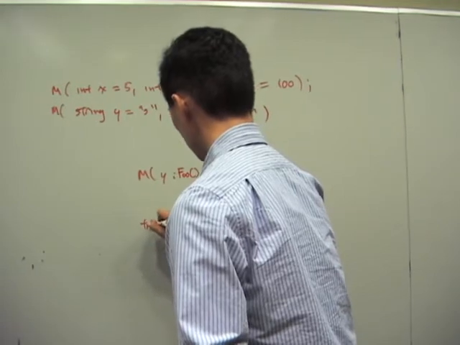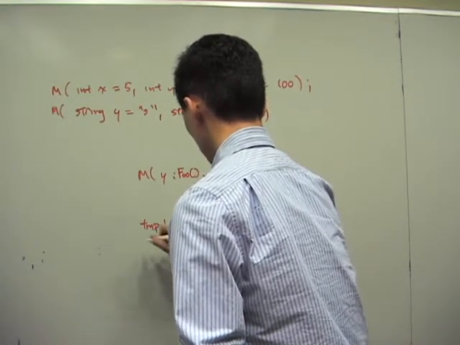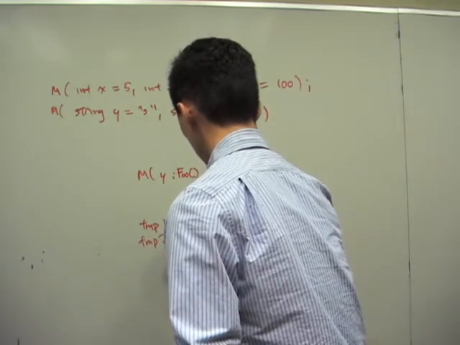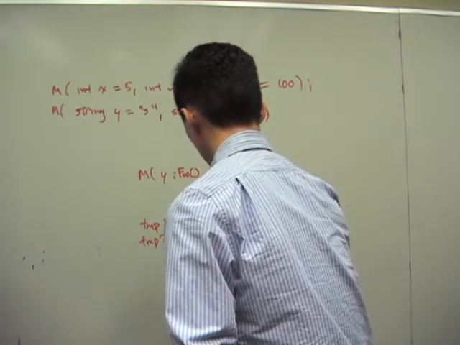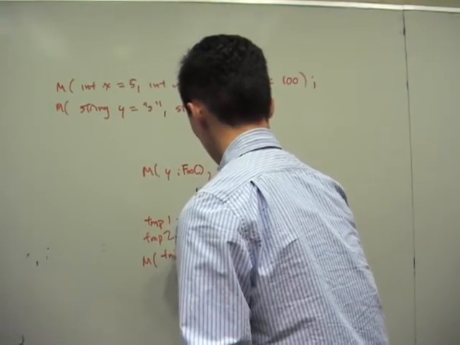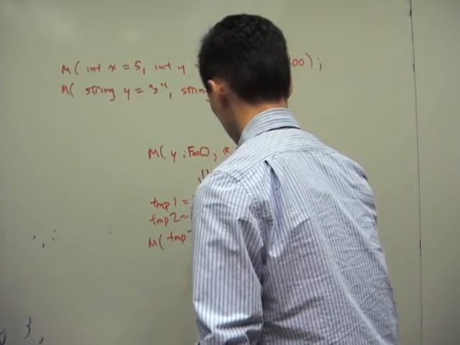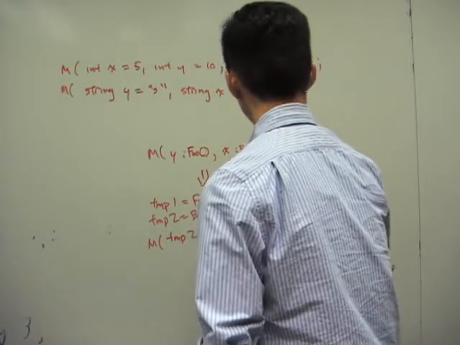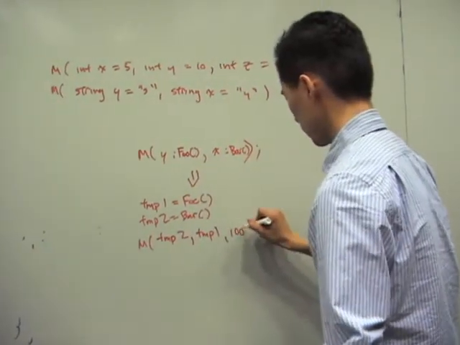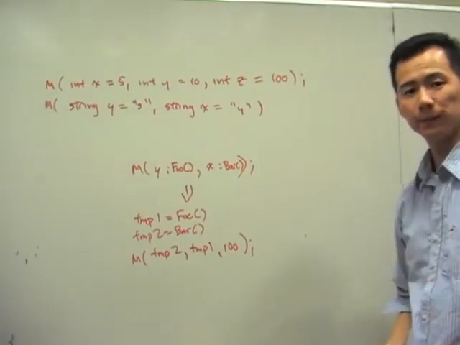You can think of it as temp1 equals foo, temp2 equals bar, and then m gets called with temp2 because that was x, temp1 because that was foo, and the 100 because that was the value of the z that we have as the default parameter value. Excellent. So as the user, you're getting what you expect.